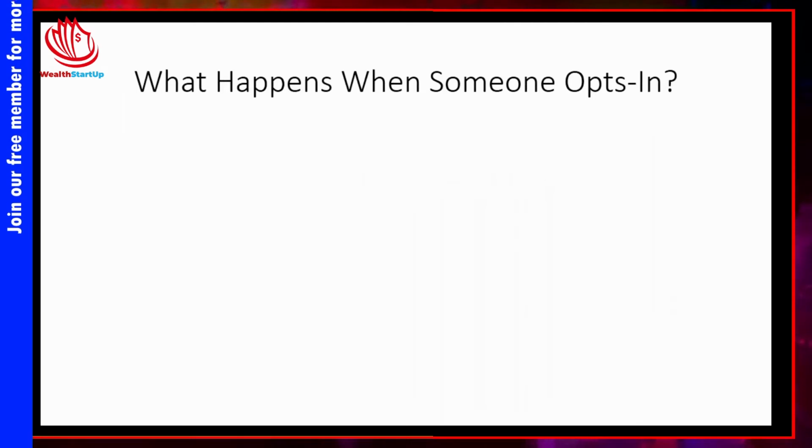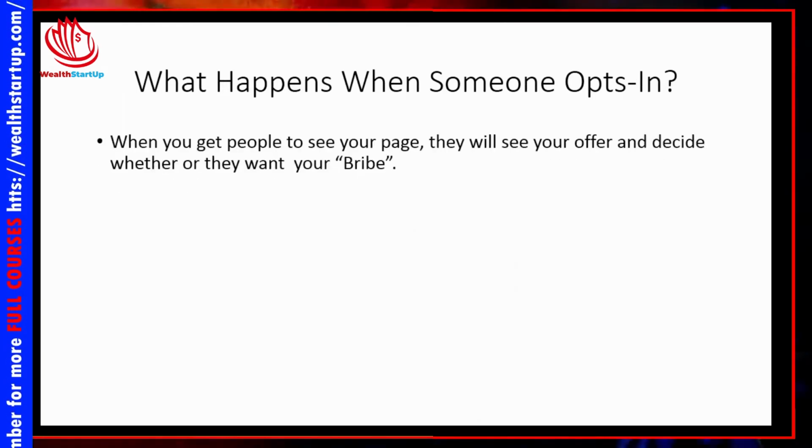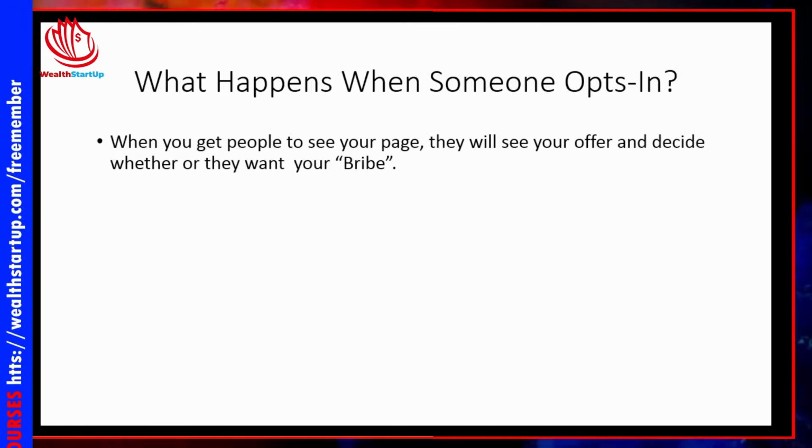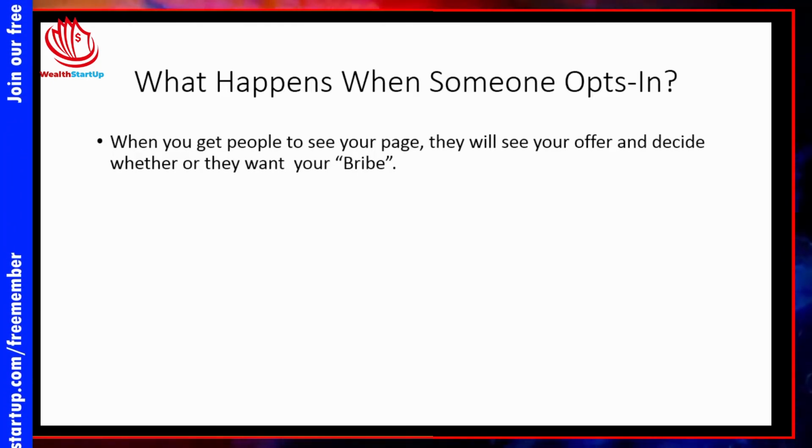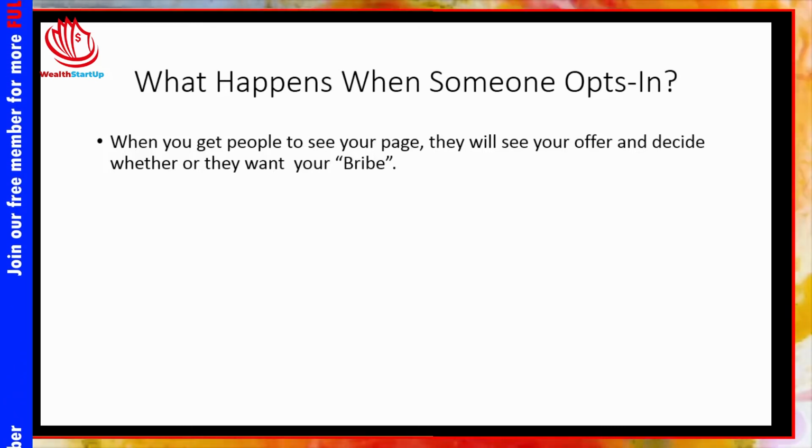Welcome back. Now in this video, I'm going to be showing you what happens when someone actually opts into your list. When you get people to see your page, they're going to see what you're offering, and they're going to decide that they want your bribe.